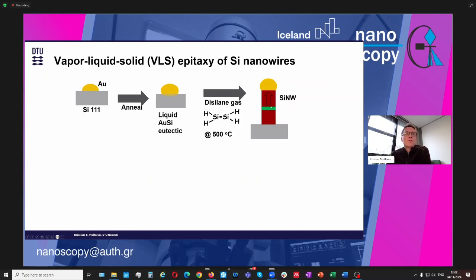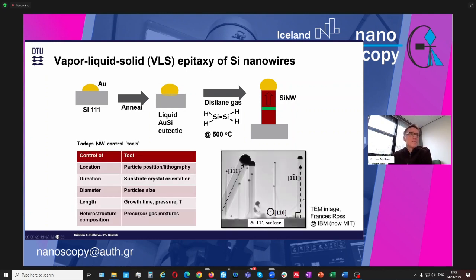And in this way, you can grow quantum dots on a line, and you can do it quite controlled. And you could say that today the toolbox you have for nanowire growth is you can control the position of the gold by lithography. You can control the direction of the growth by controlling the substrate. It grows typically in the 1-1-1 direction. That means you have direction control. The particle size gives you the diameter. The length you control by time and pressure and temperature. And if you want, you can change to different gas mixtures and change the composition of the wire. So this is a really nice mechanical toolbox, you could say.